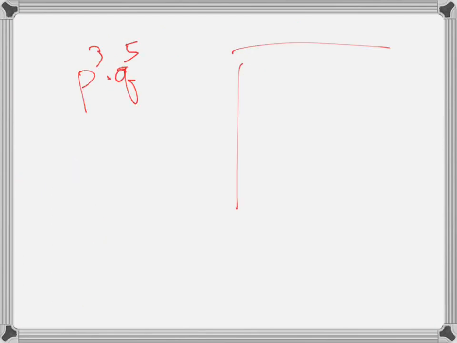So if you have some prime to the 3rd times some prime to the 5th, how many total things in the box are there going to be? 24. Good. Add 1, it's going to be a 4 by 6 array. There's going to be 24 divisors, aren't there? It's going to be a 4 by 6 array. Seeing that? See how that works? Once you've broken it down to primes, now this is only for primes, right? Only when you've broken it down to primes. Those are the building blocks.